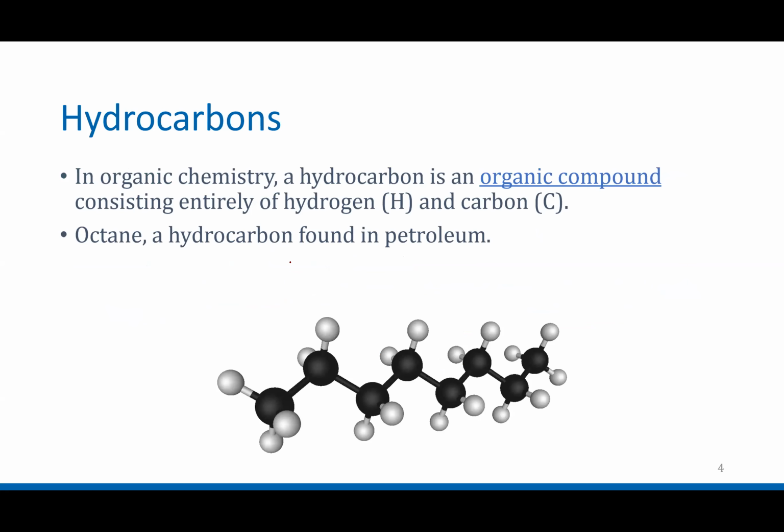So hydrocarbons, you guys should know this from 1121. These are organic compounds, okay? And they have hydrogen and carbon. Octane is one of them. Octane has 8 carbons, and it's often found in petroleum. So you can see here we have 1, 2, 3, 4, 5, 6, 7, 8 carbons, and each carbon has 4 bonds. 1, 2, 3, 4, and the extra bonds are hydrogen. So these white balls here are hydrogen.